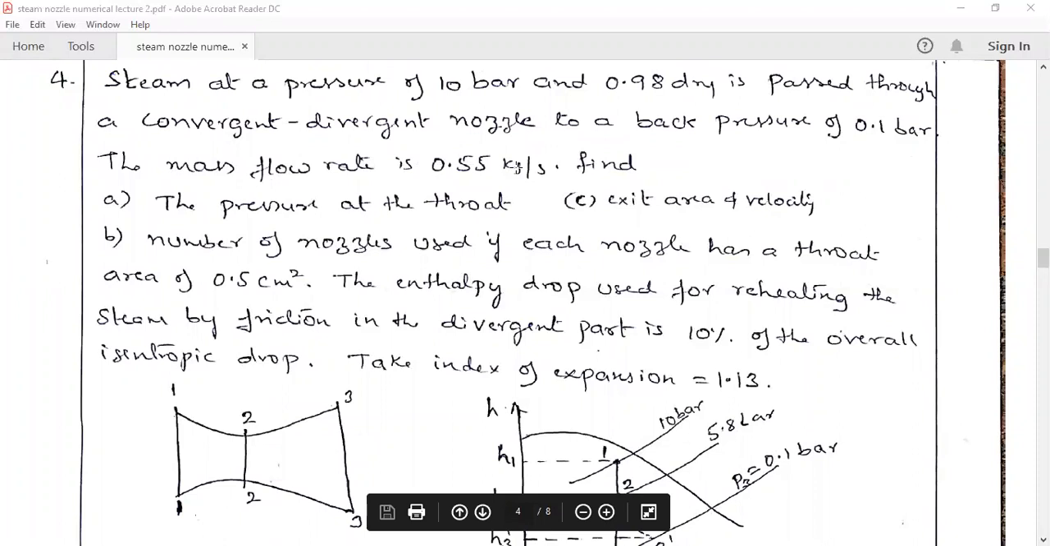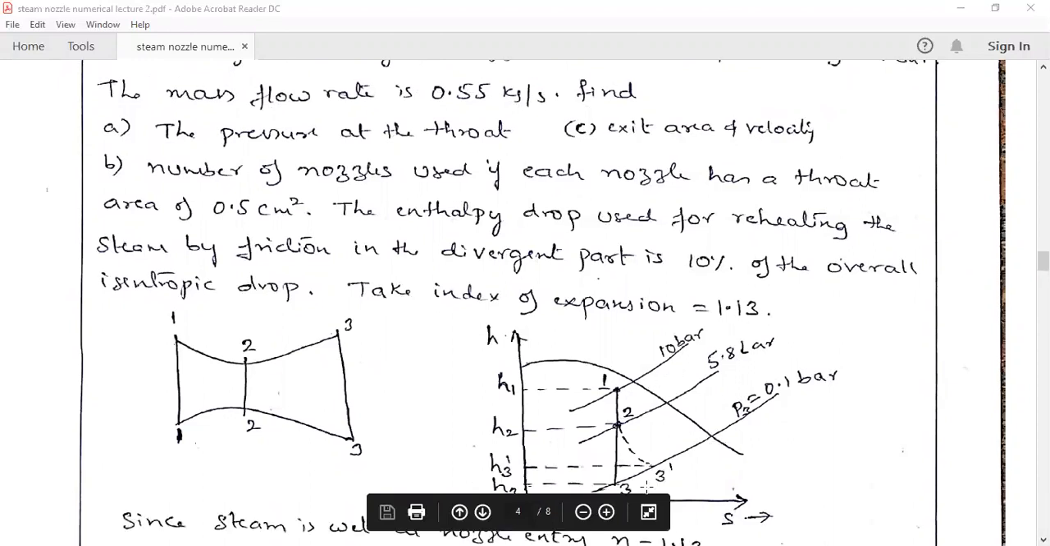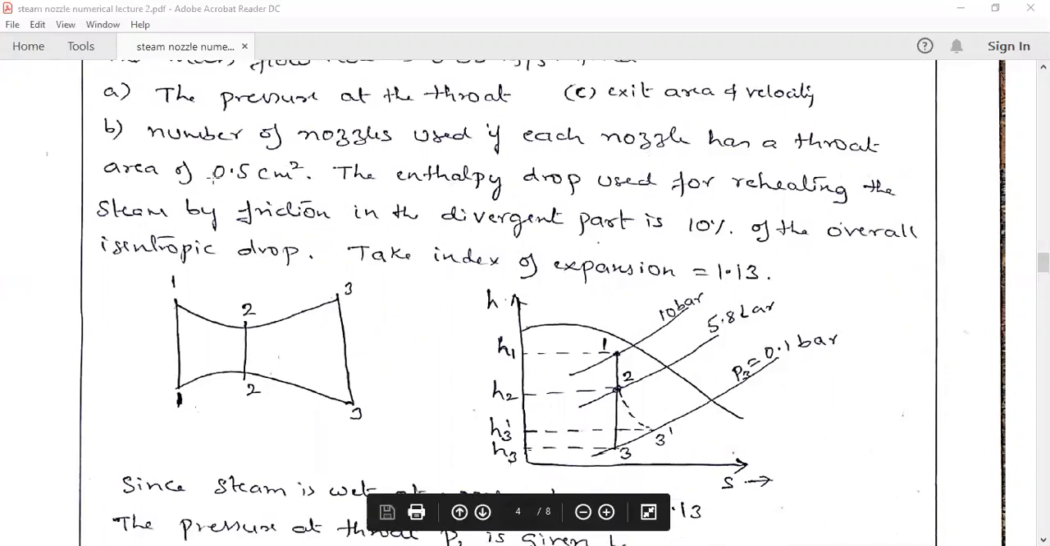The mass flow rate is 0.55 kg per second. Find the pressure at the throat. That means at the throat, what is the pressure, the exit area and velocity. So we need to find the area and velocity at the exit of a convergent divergent nozzle, and the number of nozzles used if each nozzle has a throat area of 0.5 centimeters square. So we need to find the number of nozzles used if the throat area is 0.5 centimeters square.